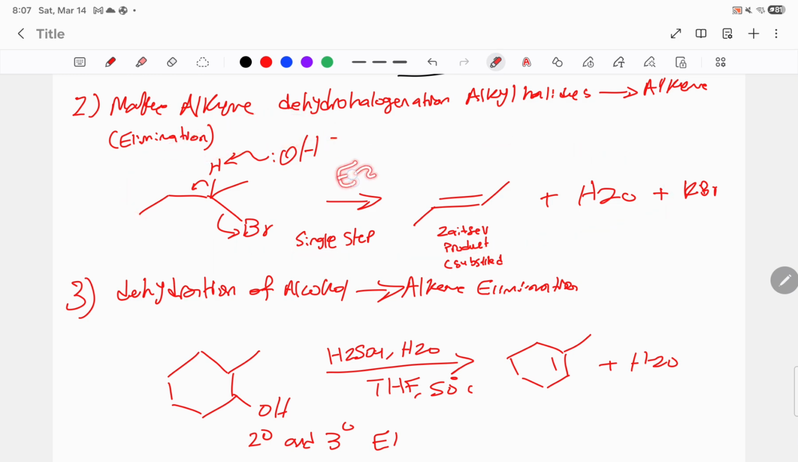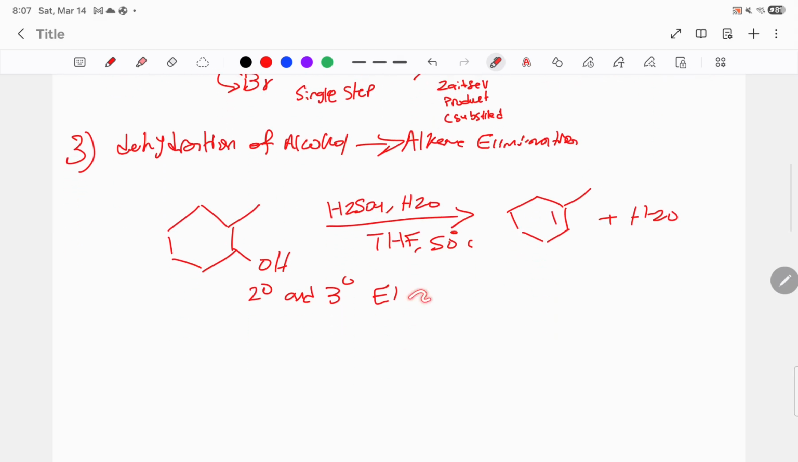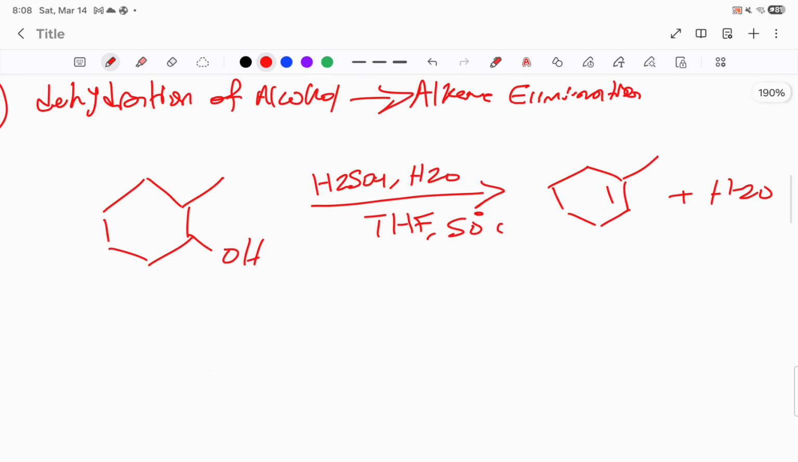E2 occurs in a single step. It's concerted. An E1 mechanism occurs in multiple steps. Generally, it involves protonation, then ionization, then a deprotonation. And of course, like I said, E2 is for primary substrates. Again, it has to do with carbocation stability. So let's take a look at the mechanism.